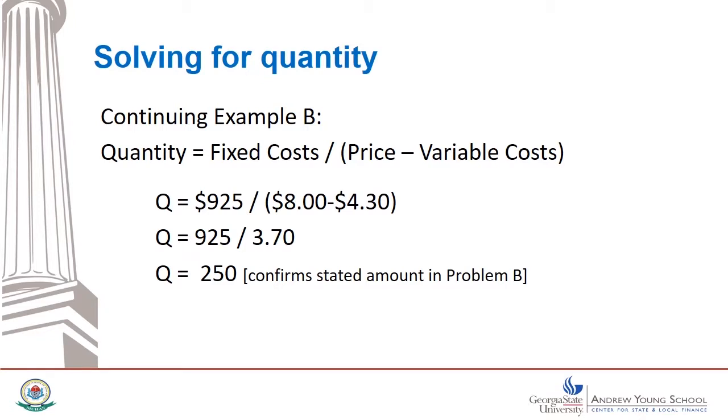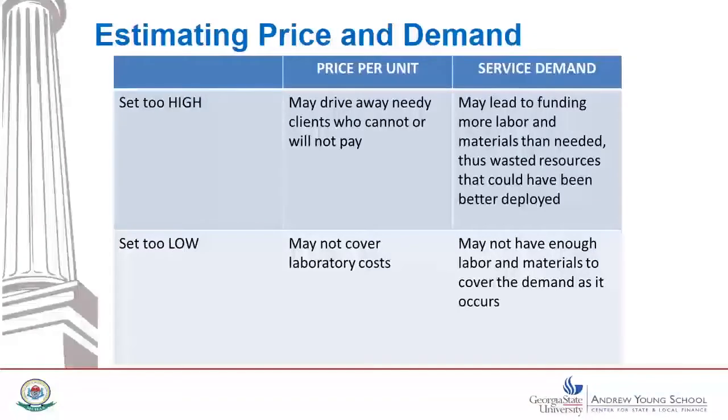In summary, there's very valuable information that can be gained by looking at the volume, cost, and pricing relationship. These formulas give the impression of preciseness. However, it's all based upon estimating the service demand and agreeing on a price per unit. If you estimate service demand or sales too high, it may lead to funding more labor and materials than you needed. This will result in wasted resources that could have been better deployed.